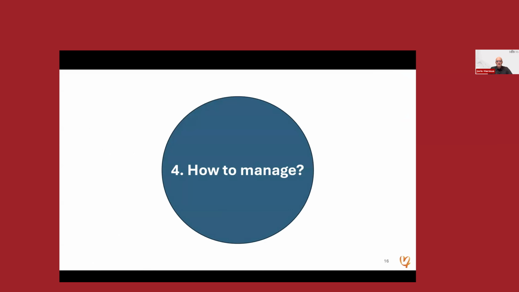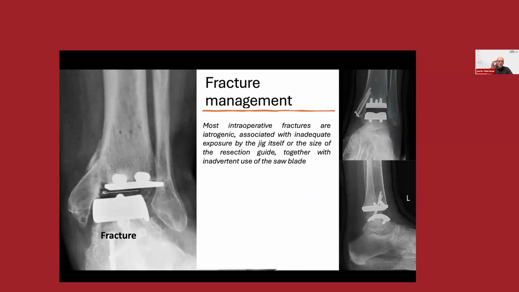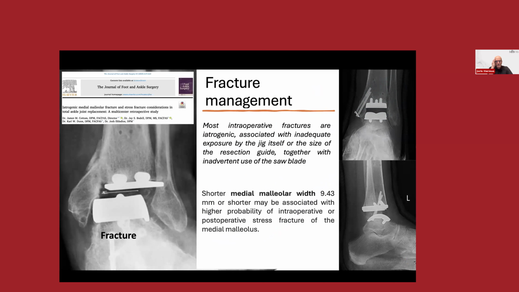So how do we manage these kinds of complications? Fracture management. I already mentioned that we are sometimes the reason that we cause the fracture. Lazaridis even mentioned that you don't need to address all fractures during the surgery. Nonetheless, I prefer to address them during the initial surgery. So if they occur, like a medial malleolus fracture, I fix them with 2 cannulated screws. When the fracture is a bit more vertical, I use a plate. And for talar fracture, I use a headless compression screw.